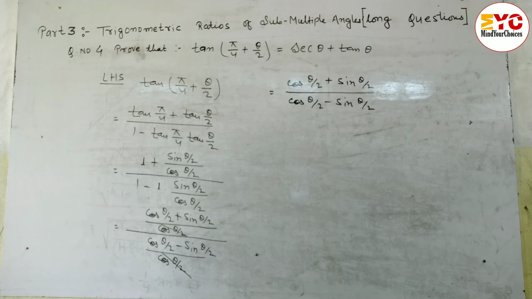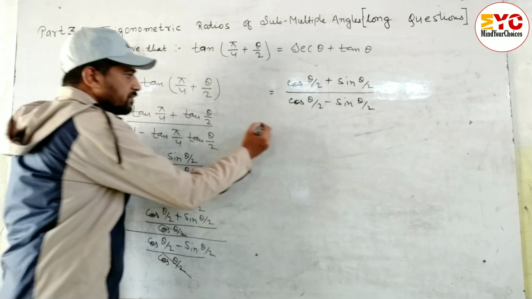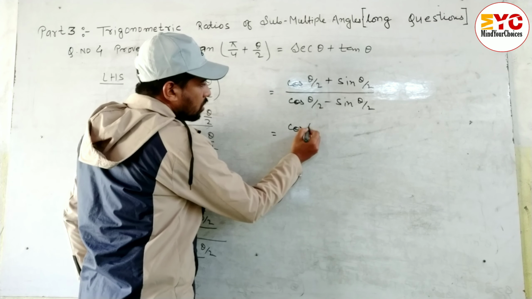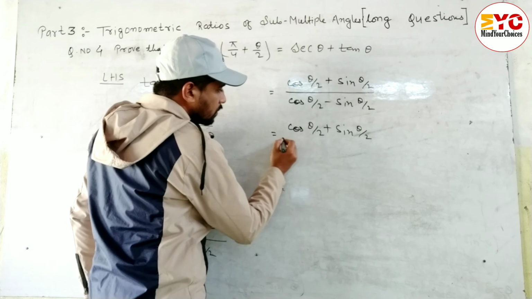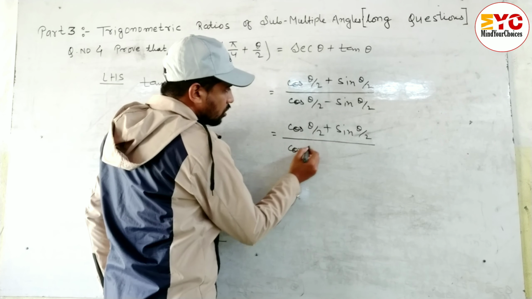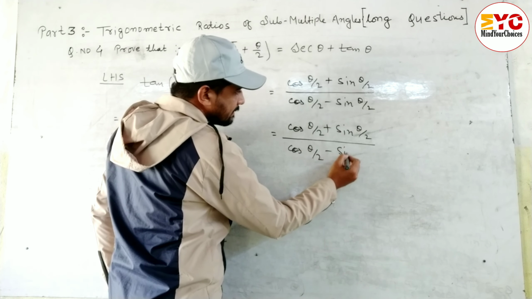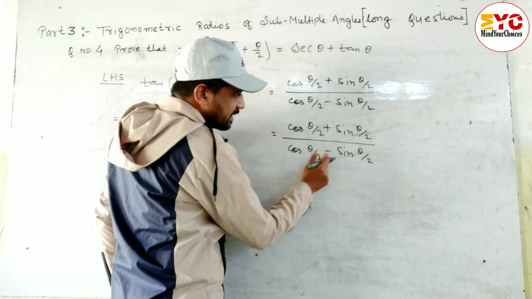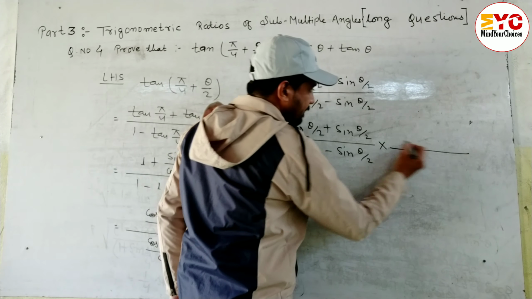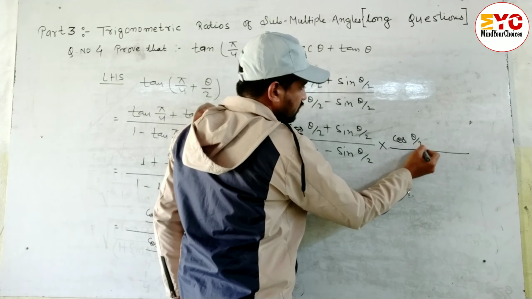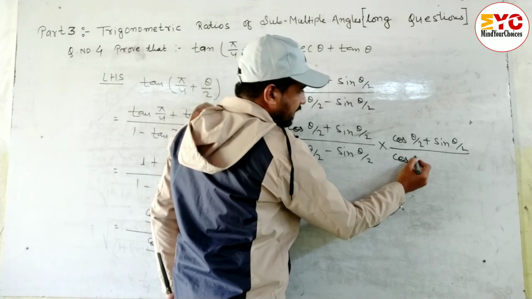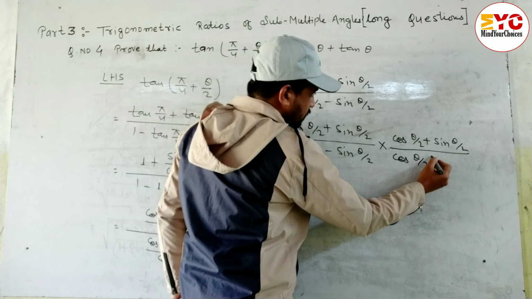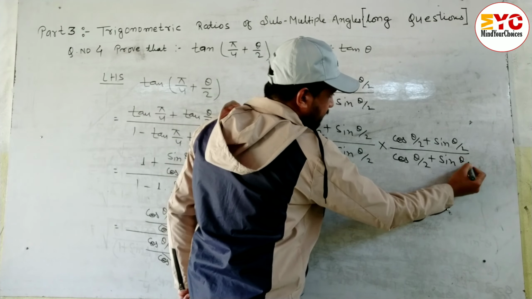In question number 3 also, we did the same as this. Now we have to rationalize cos theta/2 plus sin theta/2 by cos theta/2 minus sin theta/2. Here is a minus, so we have to multiply by plus: cos theta/2 plus sin theta/2 in numerator, and cos theta/2 plus sin theta/2 in denominator.